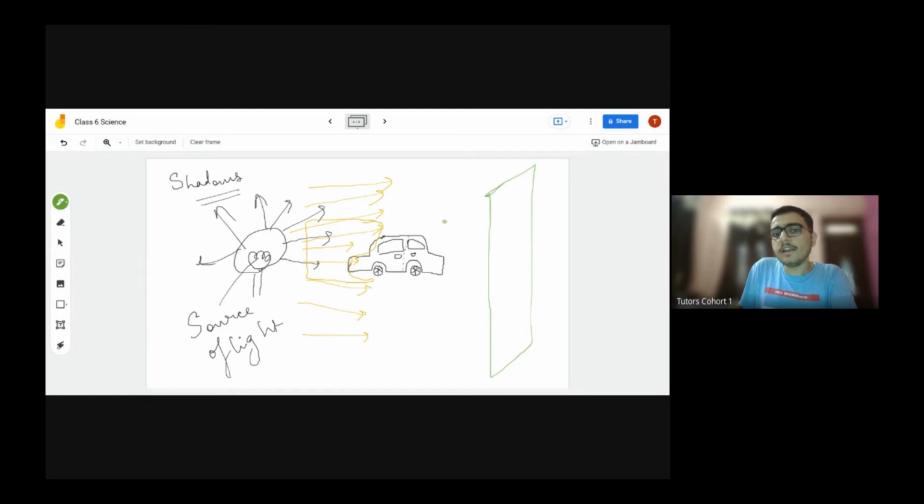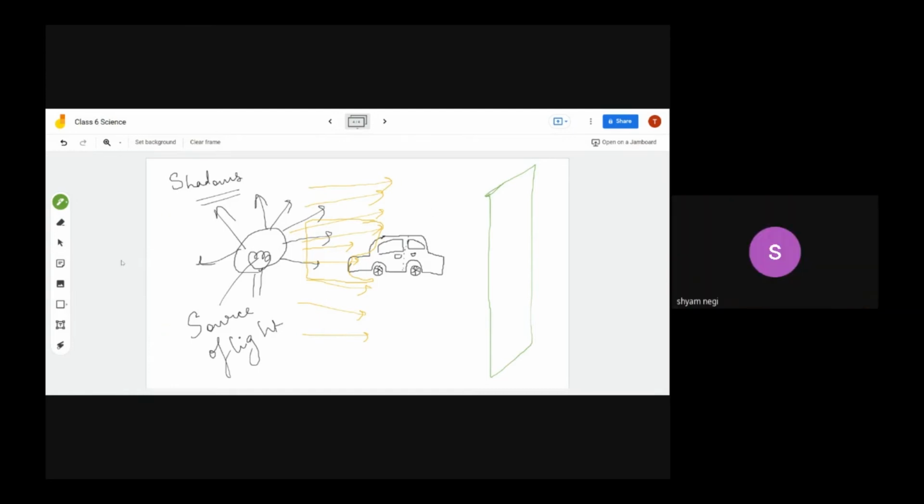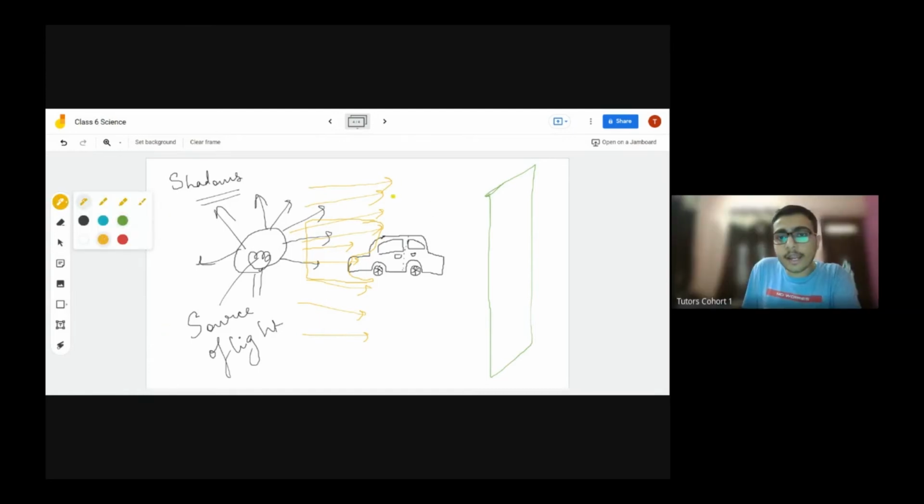Here is the screen. Now, children, this yellow light would come and fall on the screen. Am I right? But these rays of light will not fall on this part, and a shadow will be formed here. Okay. Now, a very important question to both of you. What will be the color of this shadow?